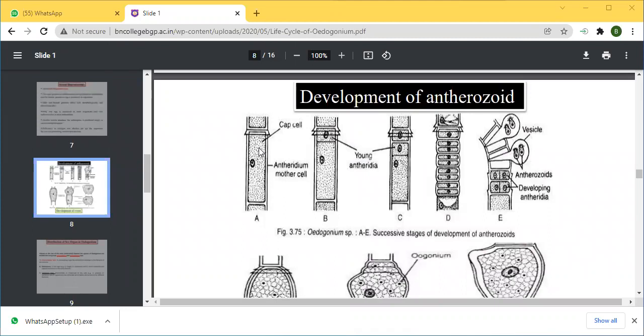See, this is the successive stage of development of the antherozoid. This is the antheridial mother cell. The antheridial mother cell divides into 2 young antheridia, and then 2 antheridia. Here, two antherozoids form. This is a vesicle cell. Inside the vesicle cell, you can observe that the flagellate antherozoids are present.